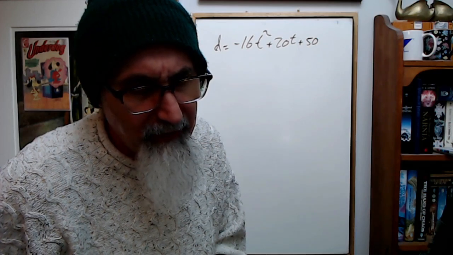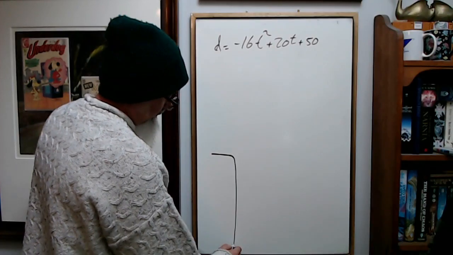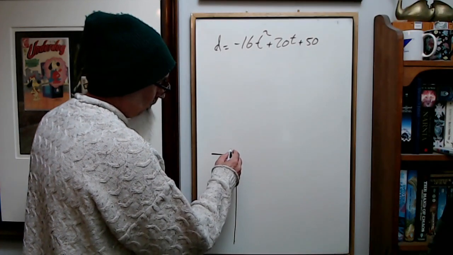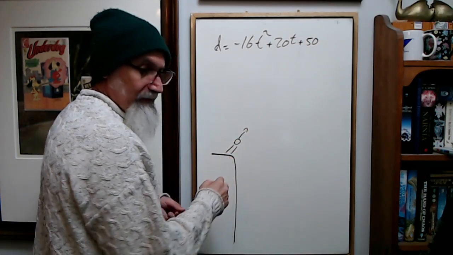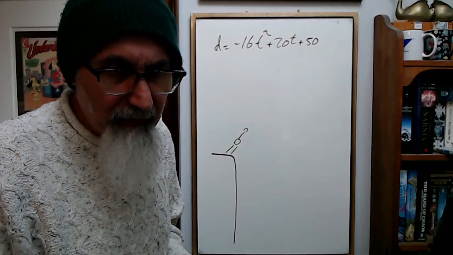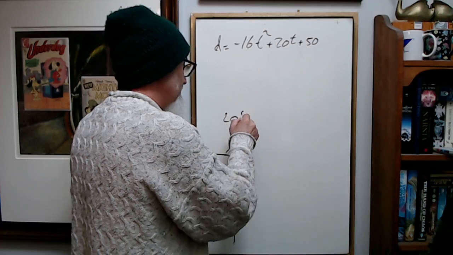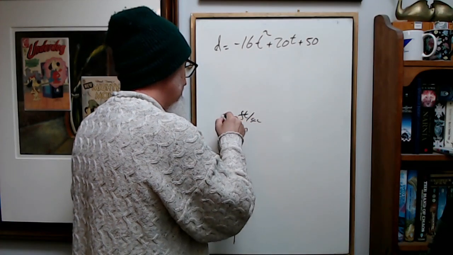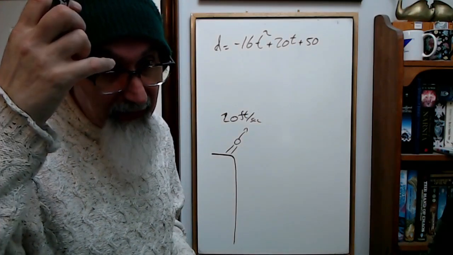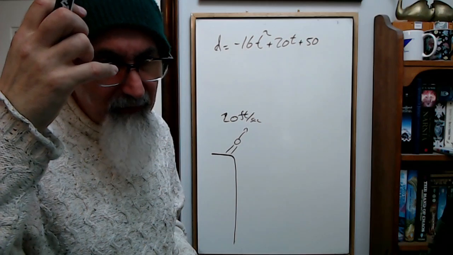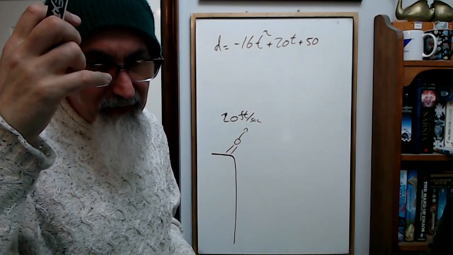So a ball is shot into the air from the edge of a building 50 feet above the ground. So here's a building. Into the air, I'm assuming it's being shot like this, going like this, above the ground with a velocity of 20 feet per second. The equation is that, and the question asks how long until the ball hits the ground. To answer the question, you simply need to solve the quadratic equation.